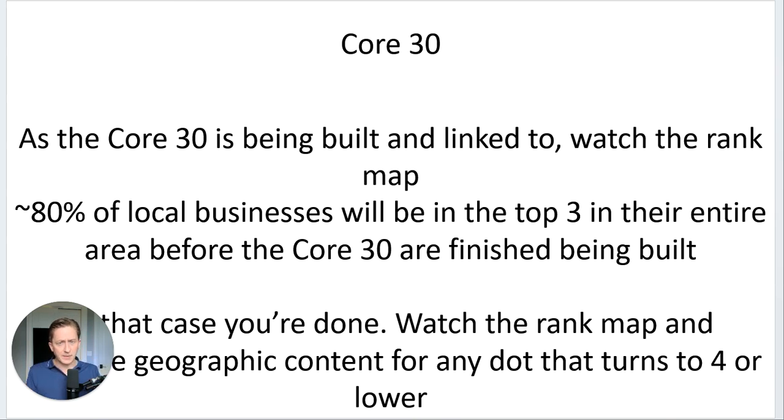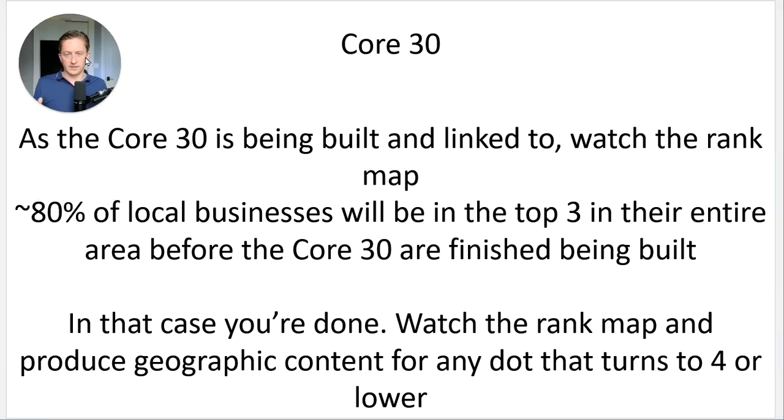Now, as I mentioned at the beginning of this one, make sure you're watching your rank map. Get your rank map set up and keep an eye on it as you're building out the core 30. Most local businesses will be ranked in the top 3 before you even finish the core 30. When that happens, when you see a rank map turn all green, then you're basically done. You go ahead and shift to start producing geographic relevance only for regions where the dot has turned to 4 or lower, then produce a geographic topic about where that dot is and move on.